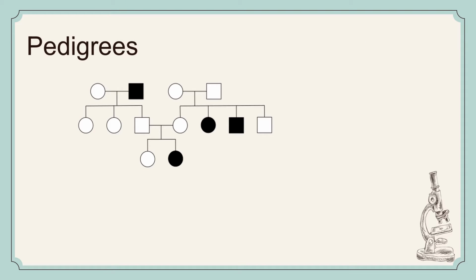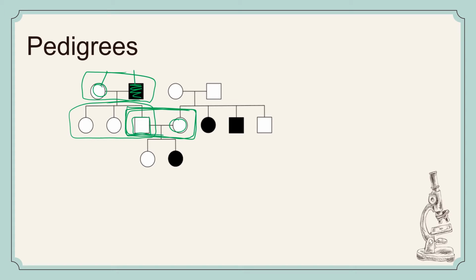Let's analyze this pedigree. It's a little bit different from the last one. Notice that we have a pair of individuals here, female parent, male parent. The male parent is affected, the female parent is not. They have offspring. None of their offspring are affected. But when this unaffected male has children with this unaffected female, notice neither of these parents are affected. They do have an affected offspring.